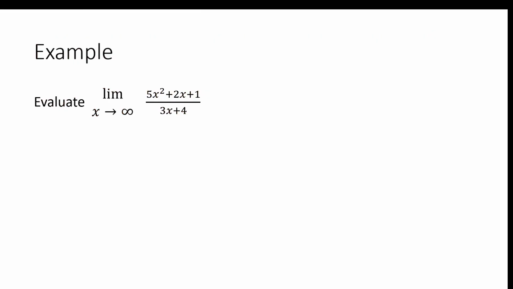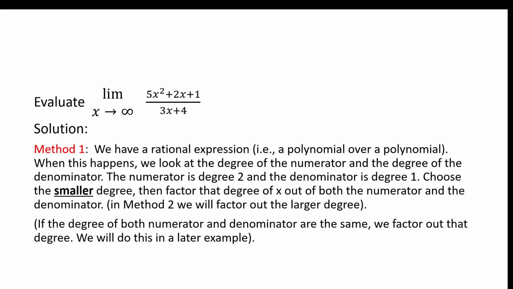Okay, so let's go through these steps. Let's evaluate the limit as x goes to infinity of that quadratic over that linear. Now in method 1, let's look at the numerator. Say we've got a degree 2 numerator, and let's look at the denominator. See, we've got a degree 1 denominator, and let's factor out degree 1.